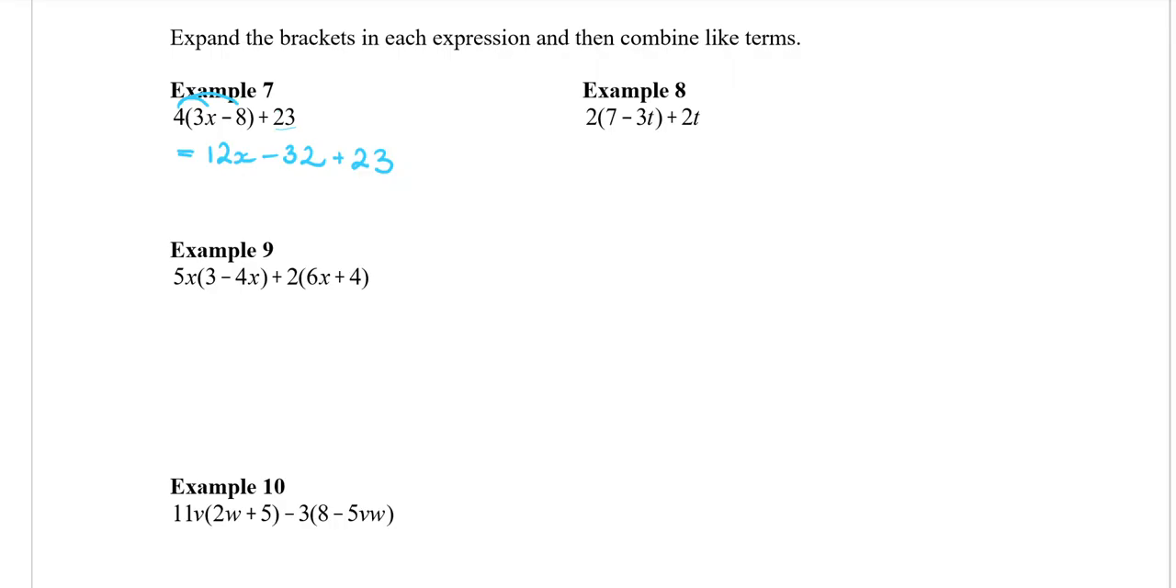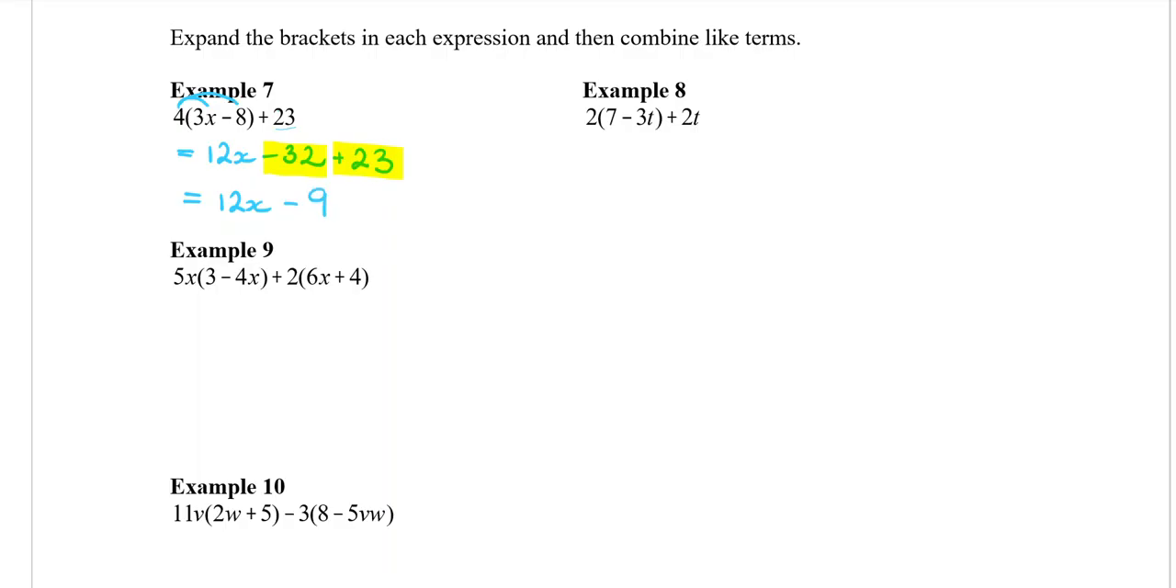Okay, so I've done the expanding part. The second part is that we want to put the like terms together. And minus 32 plus 23 are constant terms that we can add together. So the 12x stays separate. Minus 32 plus 23, which you could do on your calculator if you want to, makes a negative 9.